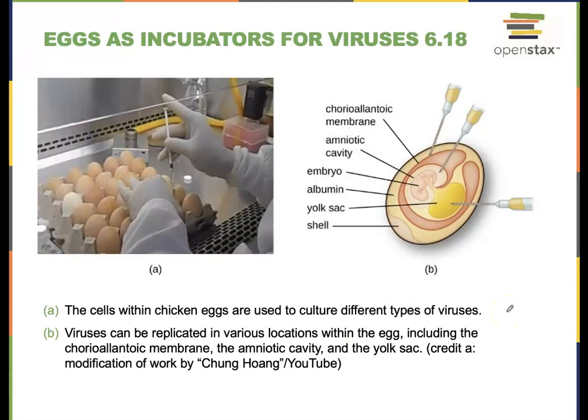Here's a picture of the eggs. We have different areas depending on what virus you're working with, depending on different factors. You can inject the virus into different areas of an egg because an egg contains different tissues. It's not just one certain kind of cell. There are different kinds of cells in there. As you can see, there are all different kinds of structures inside of an egg. And so yes, viruses can be replicated in these. You can see that they're injecting these eggs with virus here.